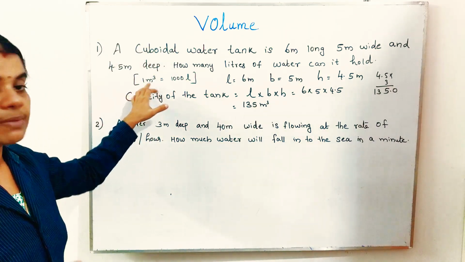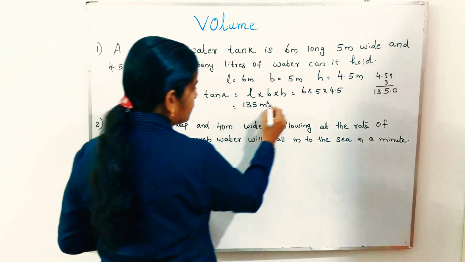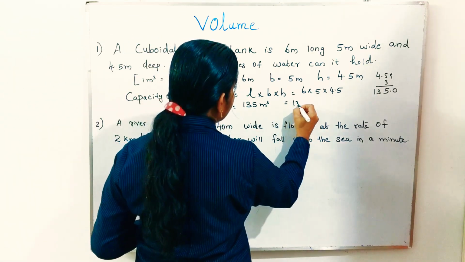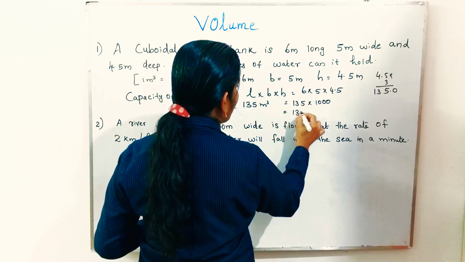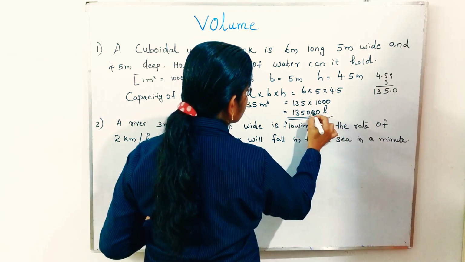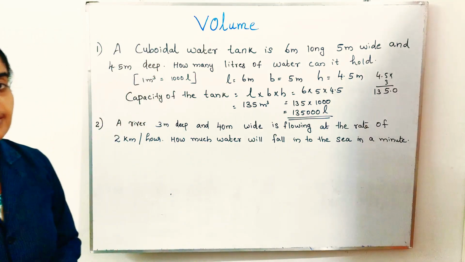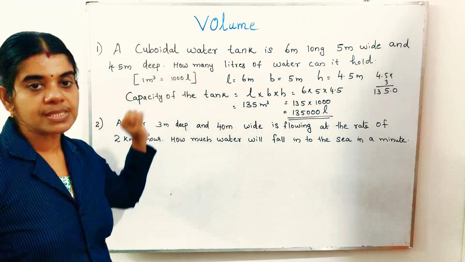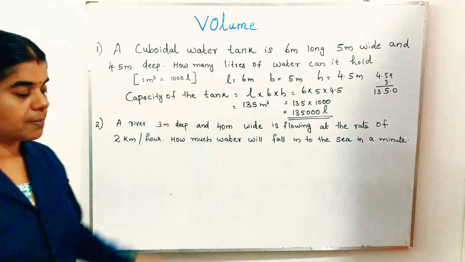But they already told that 1 meter cube means 1000 liter. Then in liters we can write 135 into 1000, that is equal to 135 and 3 zeros, that much liter. 1,35,000 liter will be the capacity of this tank. 1 meter cube is equal to 1000 liter.